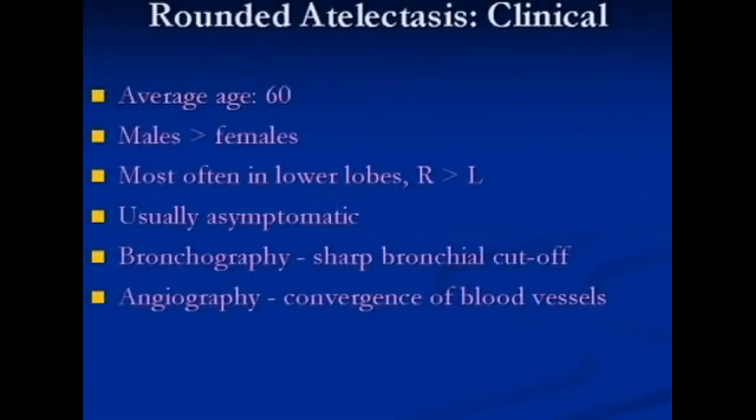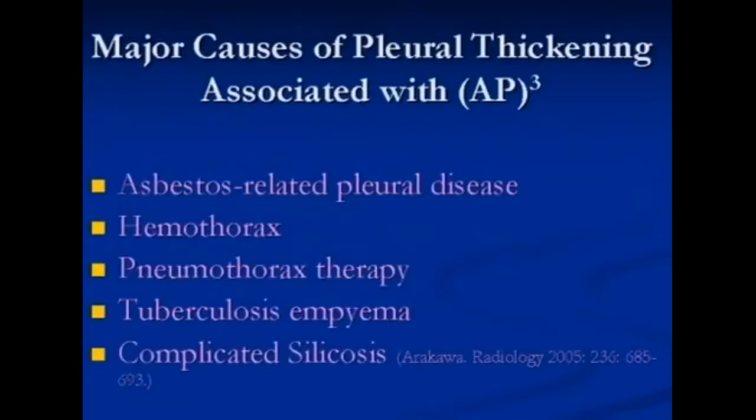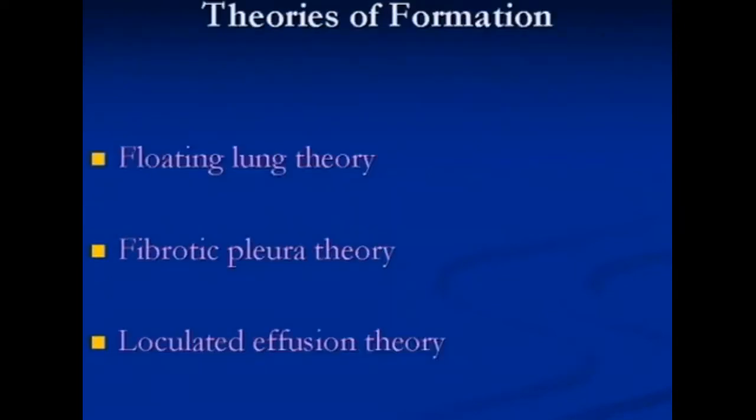What do these patients look like clinically? Average age around 60, men more than women because it's more related to asbestos, and most of the asbestos workers are men. Lower lobes most commonly. This is key. Patients are usually asymptomatic, and I'll show you why that's key in a moment. Major causes of pleural thickening to result in round atelectasis: well, asbestos-related pleural disease, old hemothorax, pneumothorax therapy, tuberculous empyema, and I saw this one this year, 2005, complicated silicosis as an oddball reason to get it.